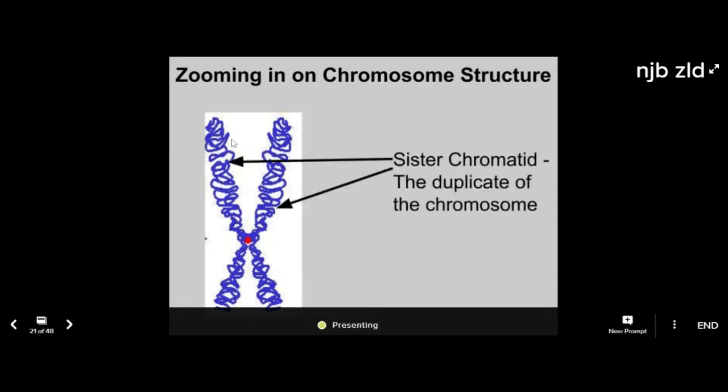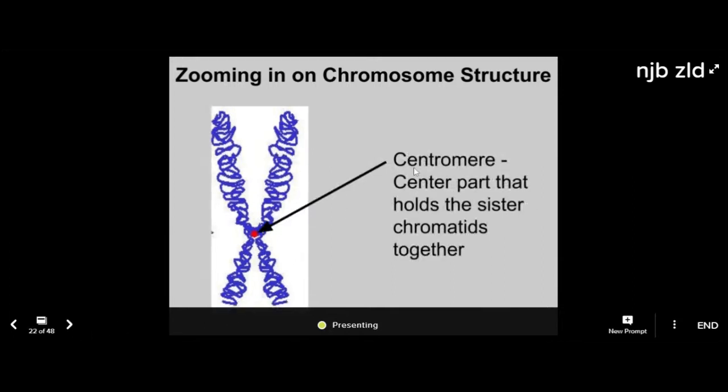All right, and there's sister chromatid. This one right here is one chromatid. This right here is the other chromatid. Sisters from the same mister. Get it? Because it's genetically the same. So it's a duplicate in sister chromatids.